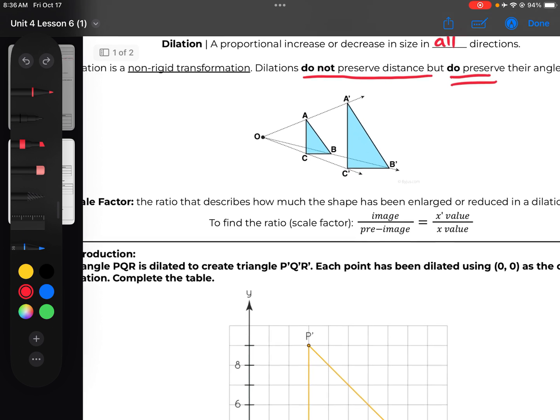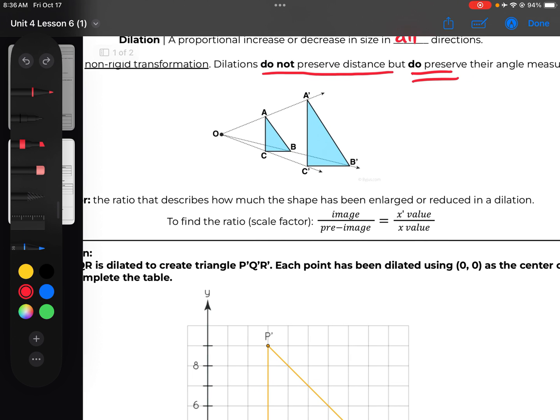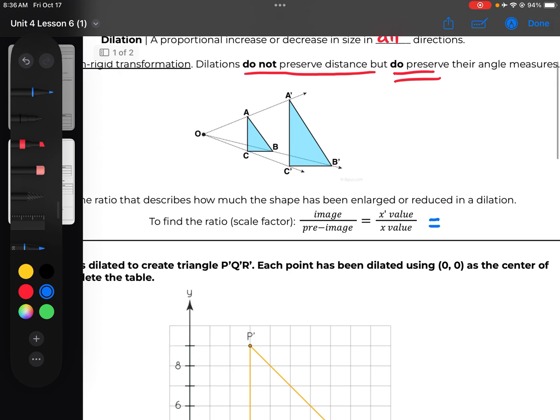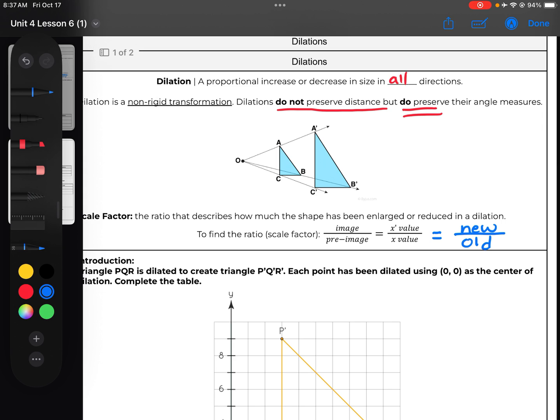A scale factor is the ratio that describes how much the shape has been enlarged or reduced in a dilation. So to find the ratio or the scale factor in a dilation, you want to take the x-coordinate of the image and then divide by the x-coordinate of the pre-image. So in other words here, you want to take the new figure and divide it by the old figure. That is going to get you a scale factor of dilation.